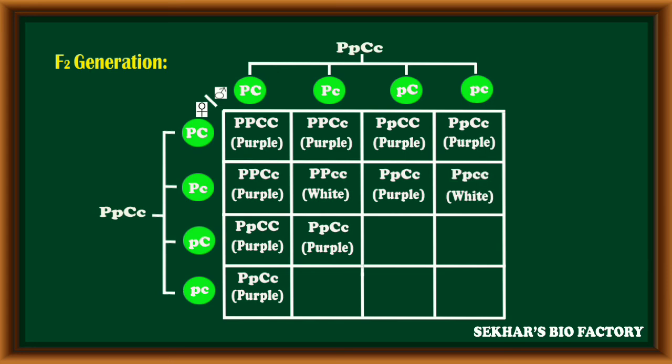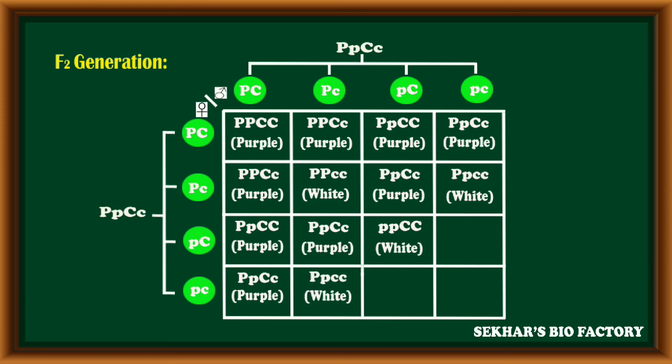Next combination capital P, small c. Here also only one gene has a dominant allele so that the anthocyanin pigments are not synthesized in petal, the petal color becomes white. The next combination small p, capital C. Even though the second gene has a dominant allele, due to absence of dominant allele in the first gene, it never synthesizes P enzyme and anthocyanin pigments are not synthesized in petals, the petal color becomes white.